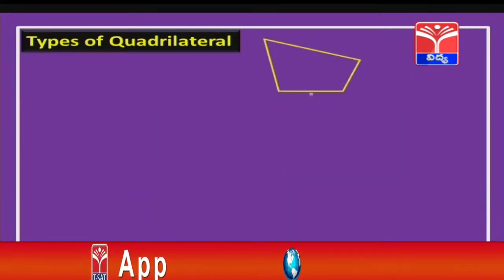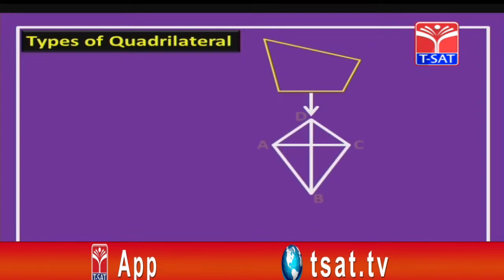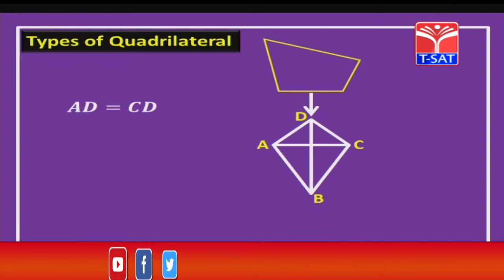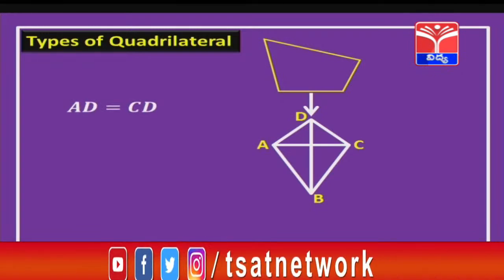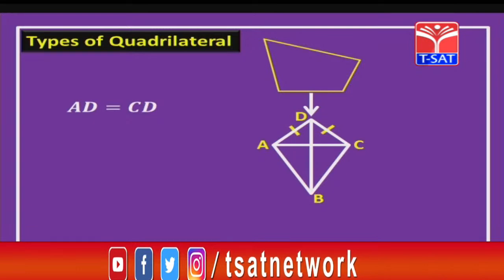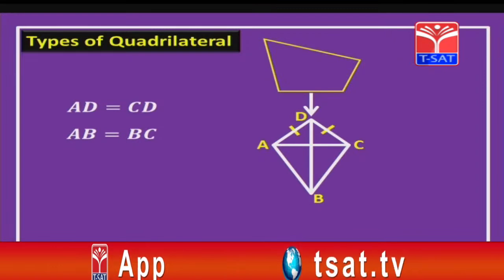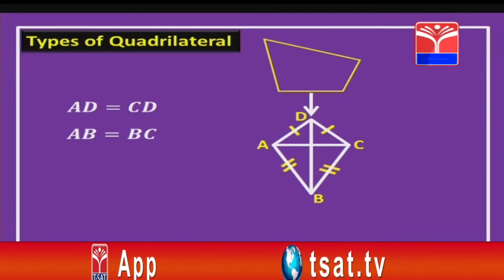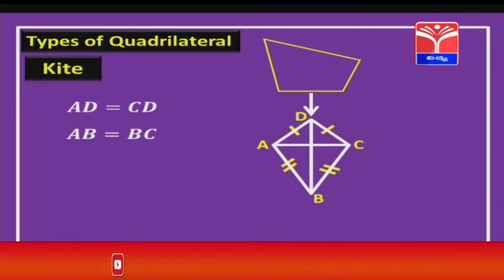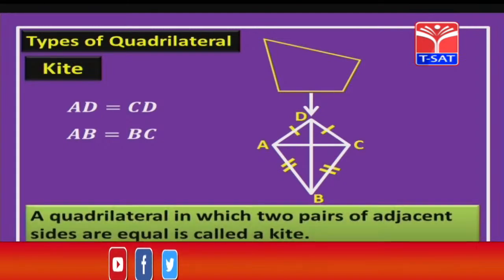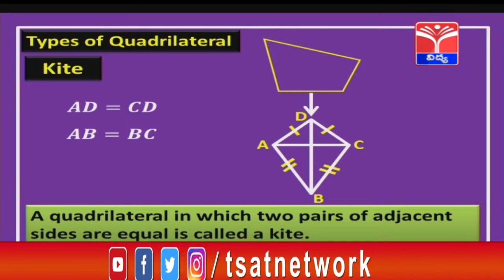Let us move on to our next type, that is again a quadrilateral we are considering, ABCD. Now, in this quadrilateral ABCD, adjacent sides AD and CD are equal, and also we have the other adjacent pair, AB and BC, they are also the same. Now, such type of quadrilateral is called a kite. So, a quadrilateral in which two pairs of adjacent sides are equal is called a kite. So, children, we have learned what a quadrilateral is and also the different types of quadrilaterals.